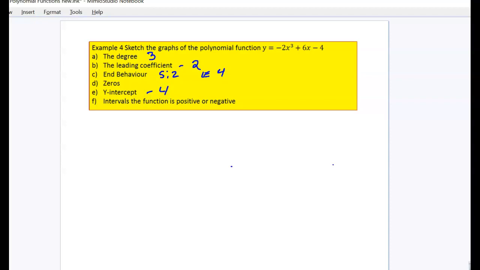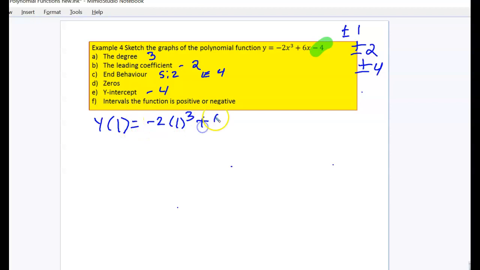So again, for synthetic division, we're going to choose factors of the constant, plus or minus 1, plus or minus 2, or plus or minus 4. We'll start with 1. So y of 1 is going to be negative 2 times 1 cubed plus 6 times 1 minus 4. This equals 0. So therefore, we know that x minus 1 is our first factor.